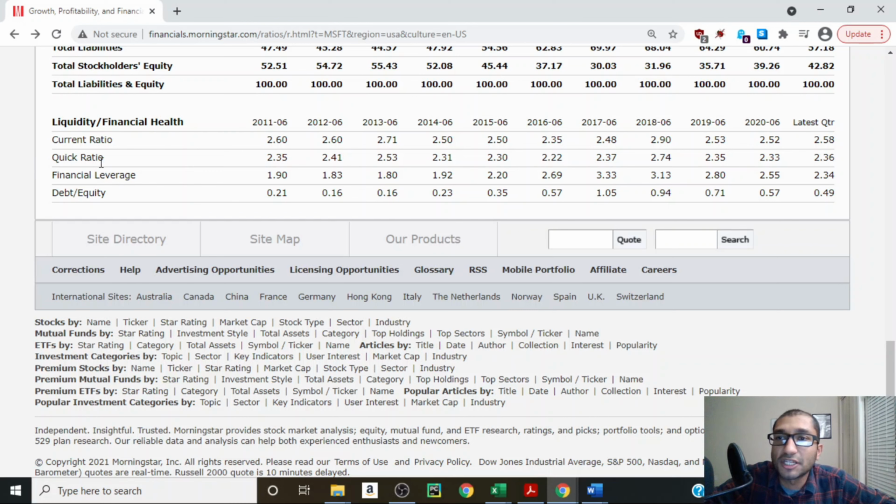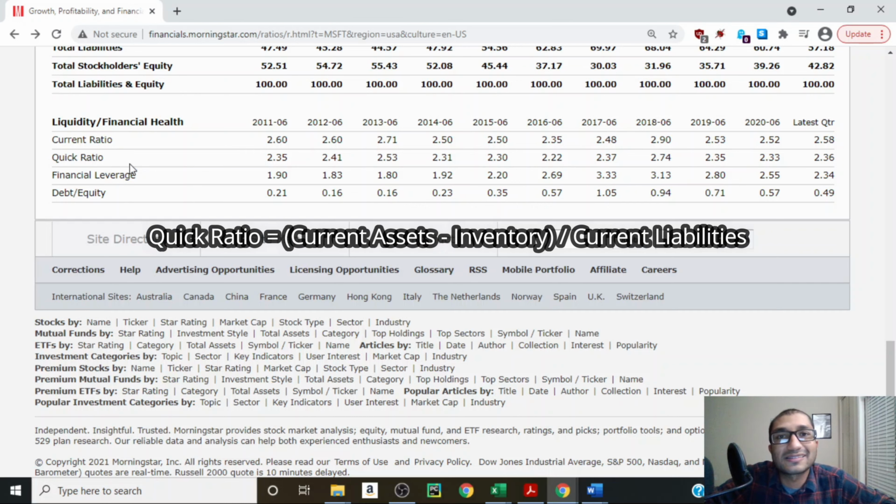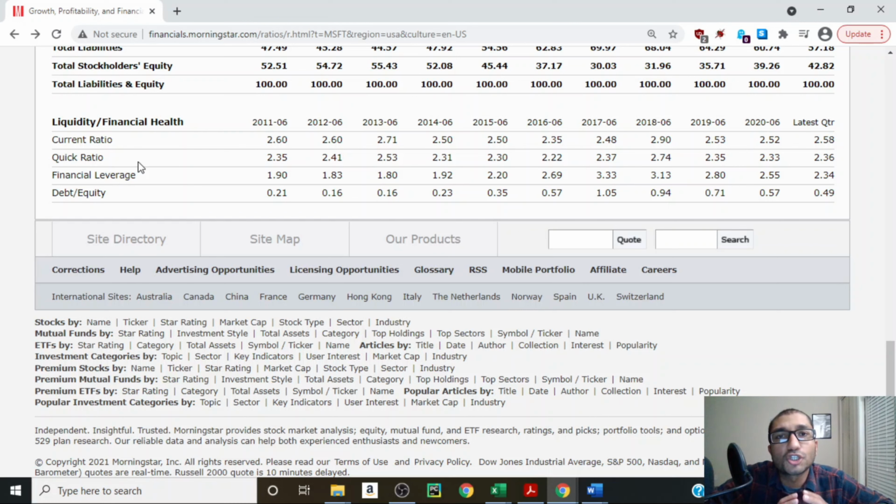Next, looking at the quick ratio. The quick ratio is similar to the current ratio except we disregard the inventory component. In other words, quick ratio is equal to current assets minus inventory divided by current liabilities. Ideally, we want to see the company's quick ratio to be greater than 1.0. A ratio greater than 1.0 indicates that the company does not have to rely on selling its inventory in order to fulfill its current liabilities. Back in 2011, Microsoft's quick ratio was at 2.35, and for the latest quarter, it's at 2.36. Over the past 10 years, the company's quick ratio, similar to its current ratio, has always been greater than 2.0.